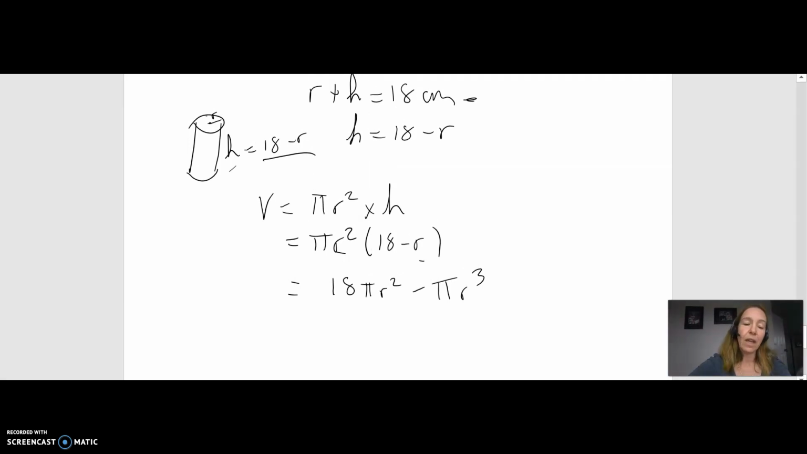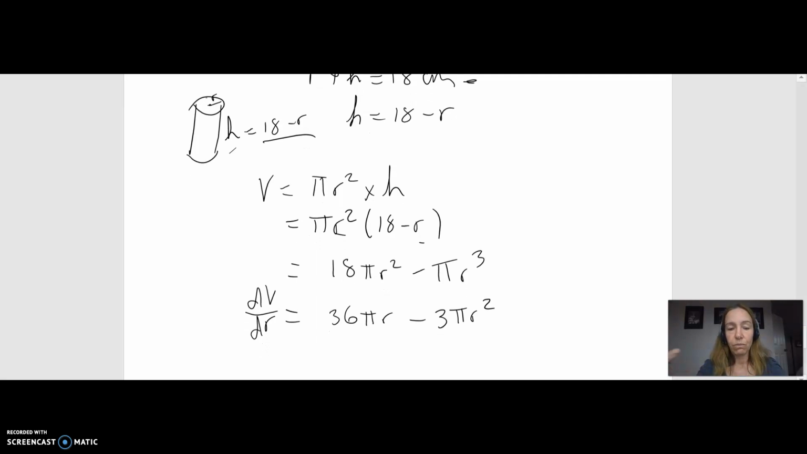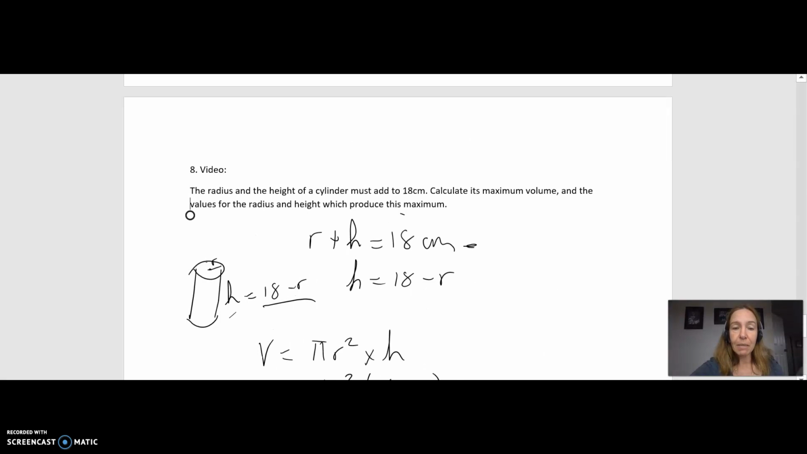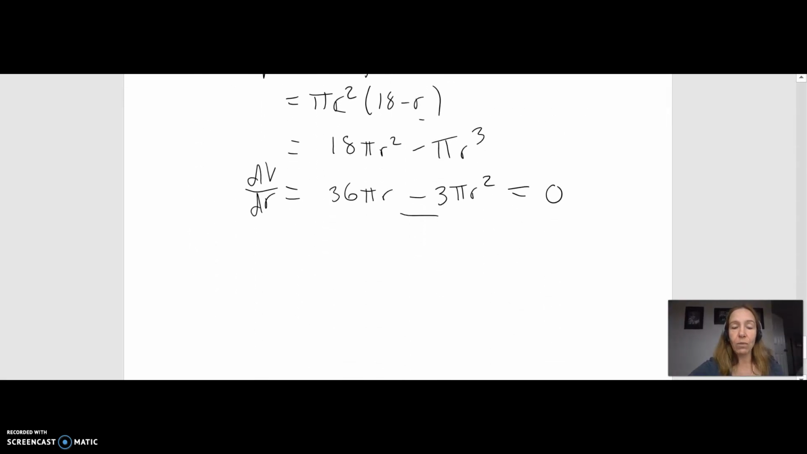So I am looking for the change in volume with respect to the radius. So that will give me 18 times 2 is 36 pi r minus 3 pi r squared. Remember, pi is just a number, so we can just treat it as a number. It's not a variable. Okay, so I now am trying to find the maximum, so I'm letting it equal 0.